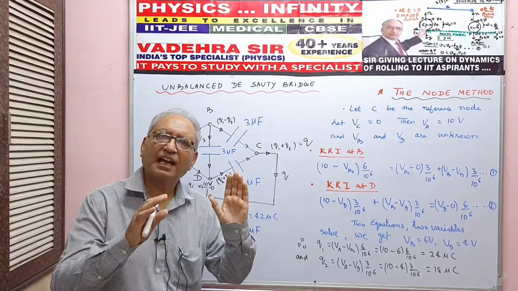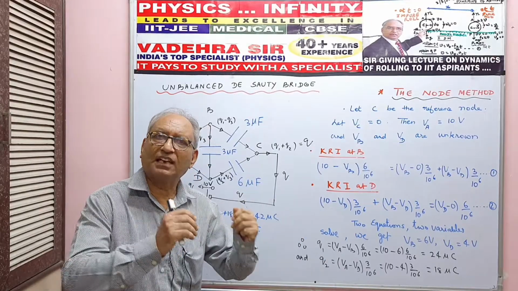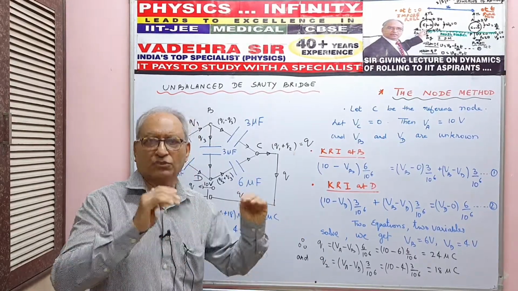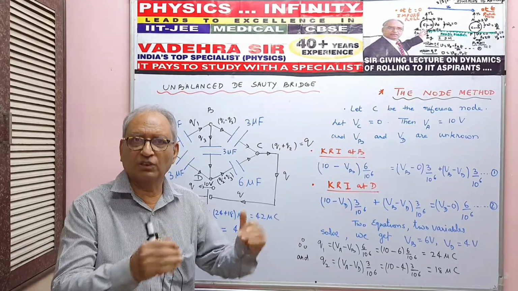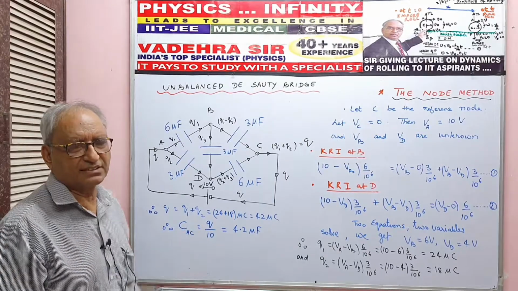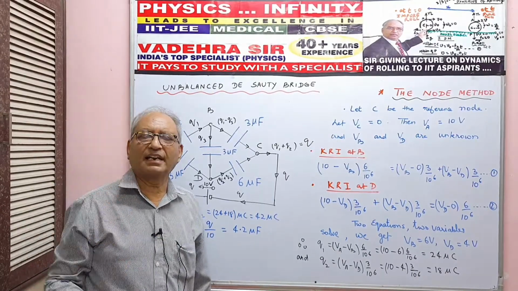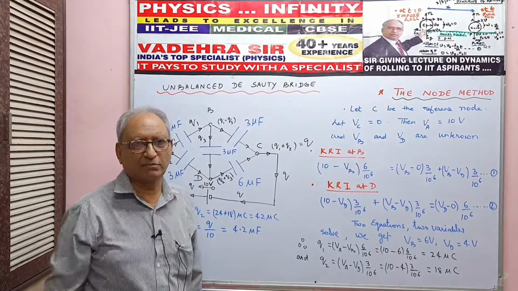So it was an unbalanced de Sauty bridge. We have analyzed it thoroughly, charge distribution. Of course, we have found the potential at each node and also the effective capacitance. So this video gives you thorough understanding of an unbalanced de Sauty bridge.